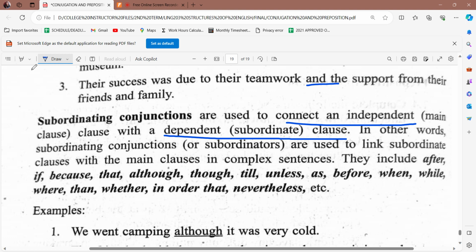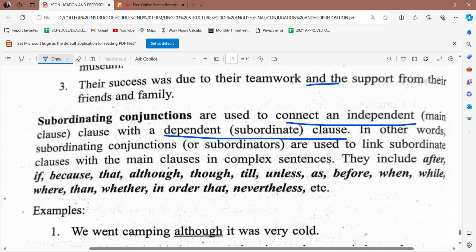There are many connectors that are not in our example here, but if ever you come across a connector and it is not one of the FANBOYS, then it can automatically be a subordinating conjunction. Basically, if it's a connector, it is one.